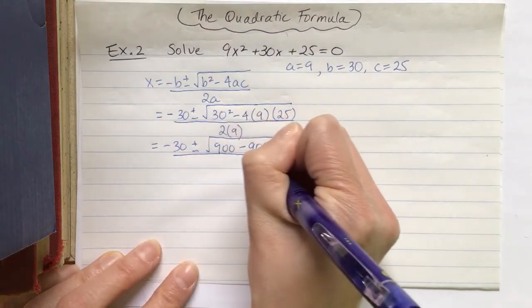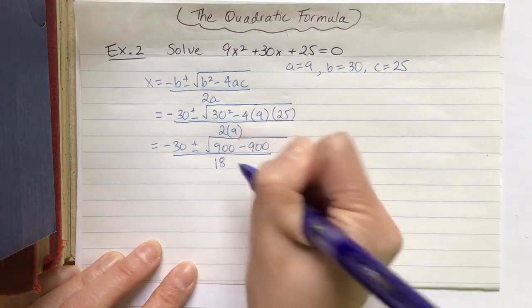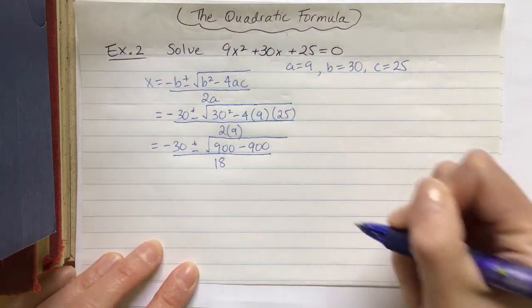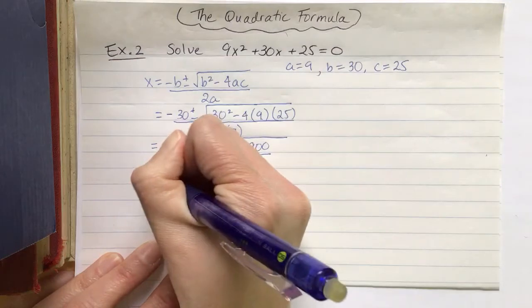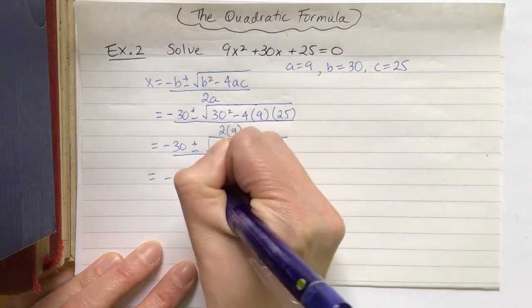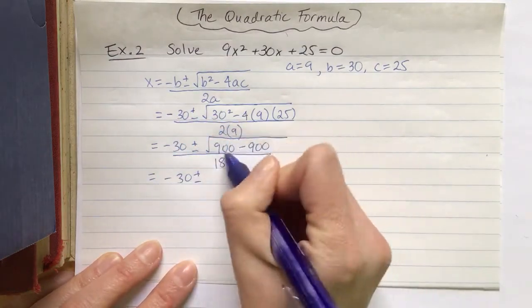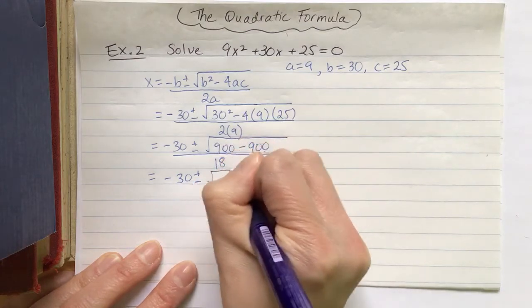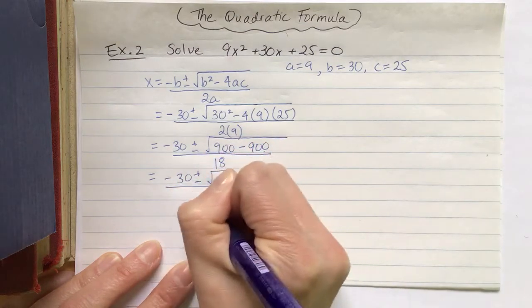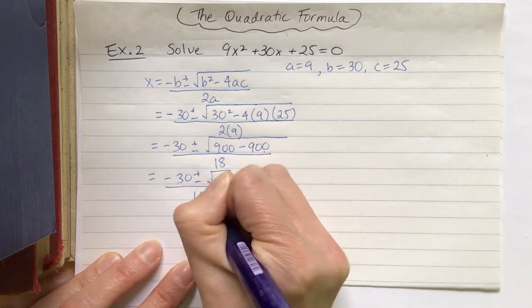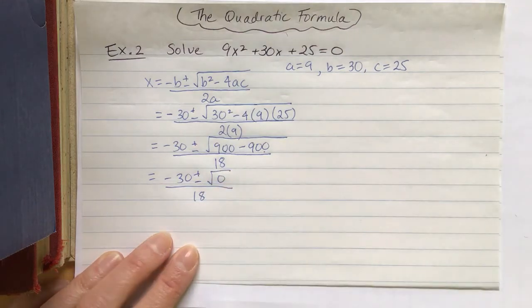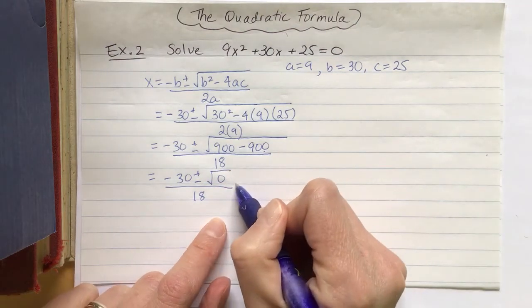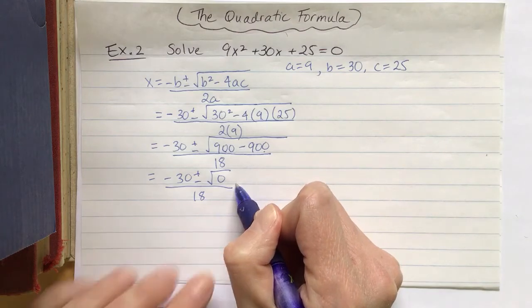So obviously, the bigger numbers you can use in your calculator, or if there are decimals or fractions, you can always just put those into your calculator. And 900 minus 900 gives us 0, of course. So we end up with negative 30 plus or minus the square root of 0 over 18. Now, you can take the square root of 0, and it's just going to be 0.